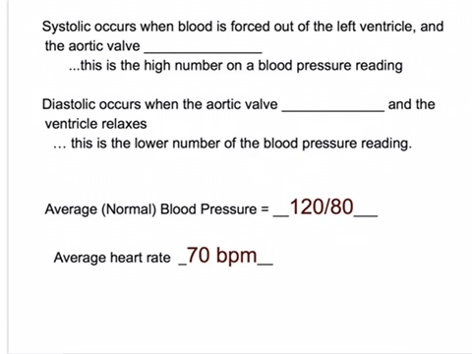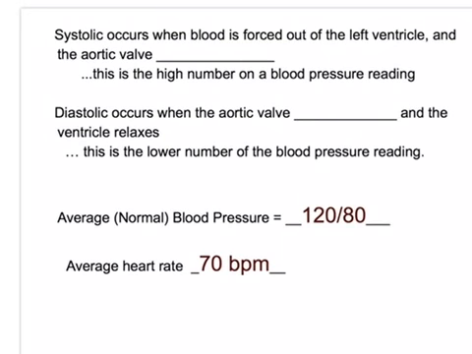So systolic blood pressure occurs when the blood is forced out of the left ventricle and the aortic valve remains closed. And that's the high number on a blood pressure reading. Diastolic blood pressure occurs when the aortic valve opens, and that's when the ventricle relaxes. So think about it: when it opens up, the ventricle can relax because the blood's flowing through. That's the lower number of the blood pressure reading.